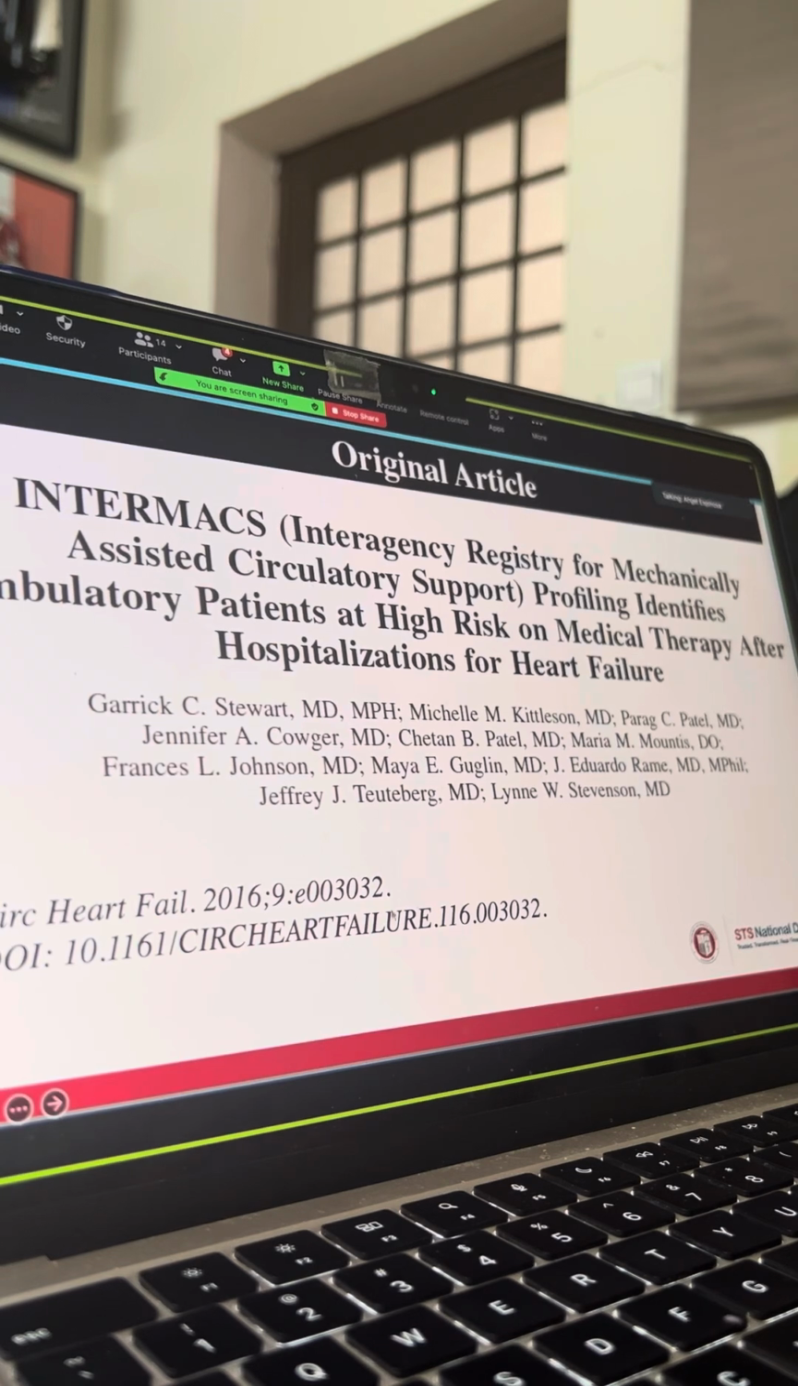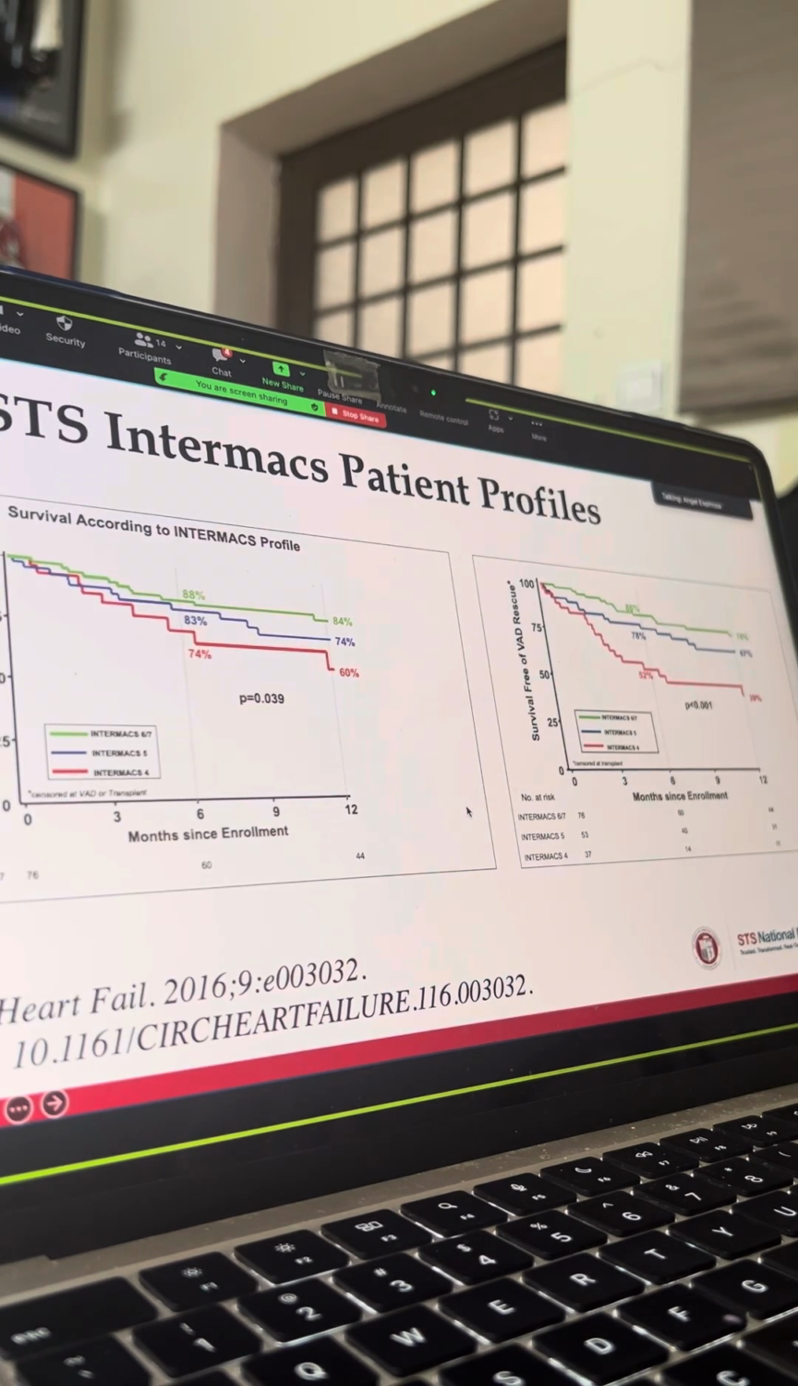So this is one of the first articles that was published in 2016, and it has been updated every year. Actually, in the conference where I was this year, they were talking about the INTERMACS Consensus 2023, okay? So just for you to see, in these lines we are talking about patients with INTERMACS 4, 5, 6, and 7, which are the patients that have higher survival.